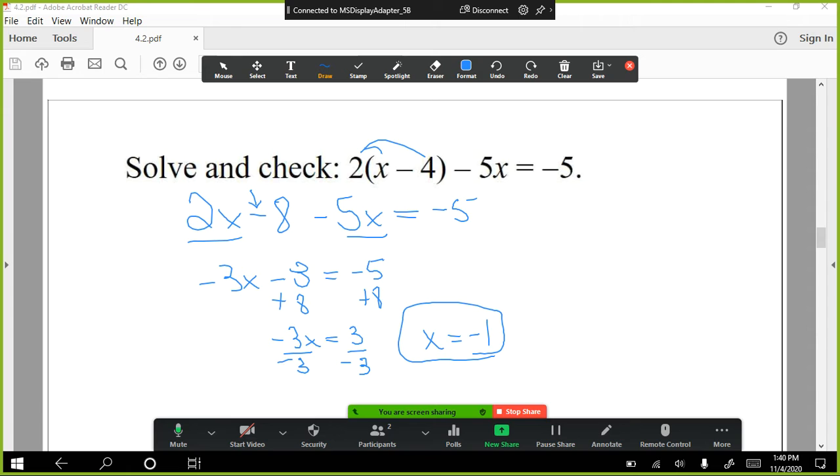We could check our answer by substituting negative 1 back in for x, but I'm not going to spend a lot of time doing that. Okay? So simplify each side of the equal sign. This one only had a variable on one side. Maybe the next one, let's clear that off.